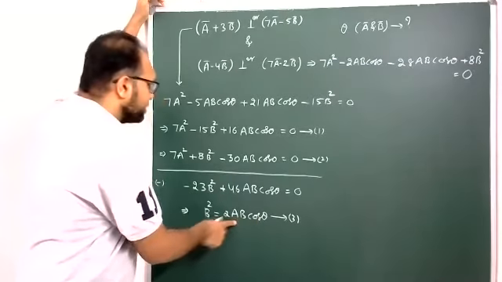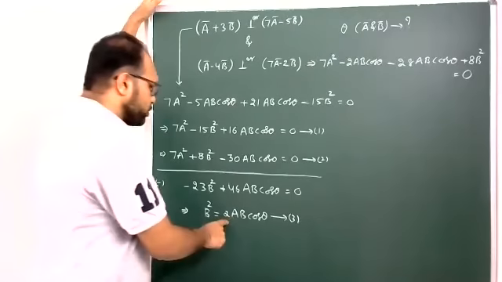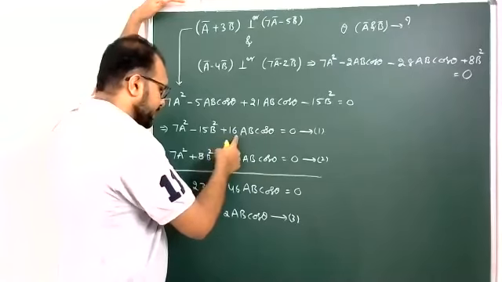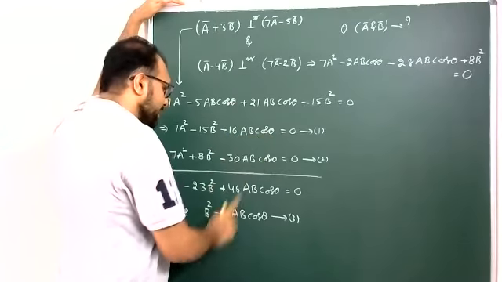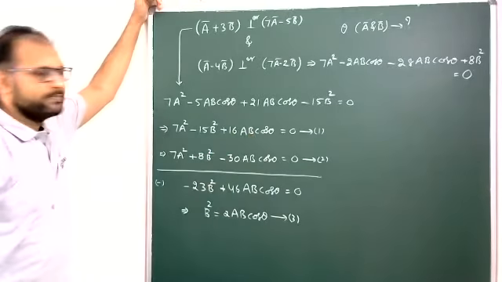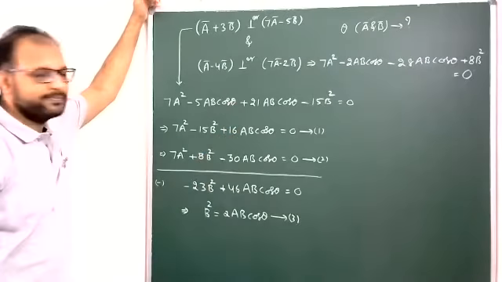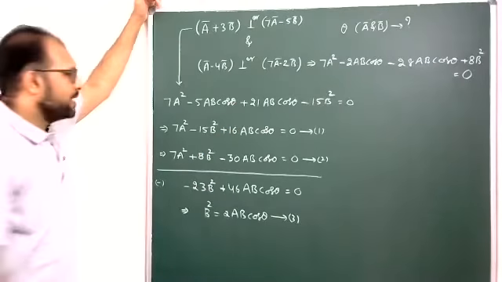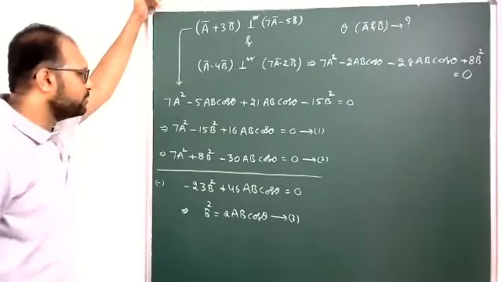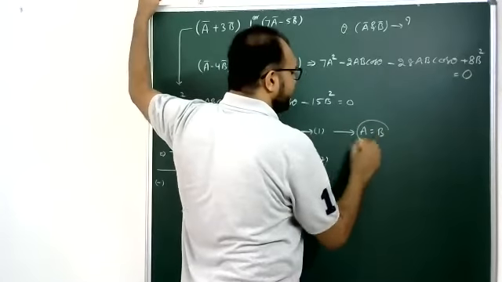Now this 2AB cos theta, either here or here we can substitute. Yes, so students, 2AB cos theta here I am substituting. 2AB cos theta means here 8 into 2AB cos theta plus B square. This is 8B square. Minus 15 plus 8, that is minus 7B square. 7A square minus 7B square equal to 0. Then from this we know A equal to B.